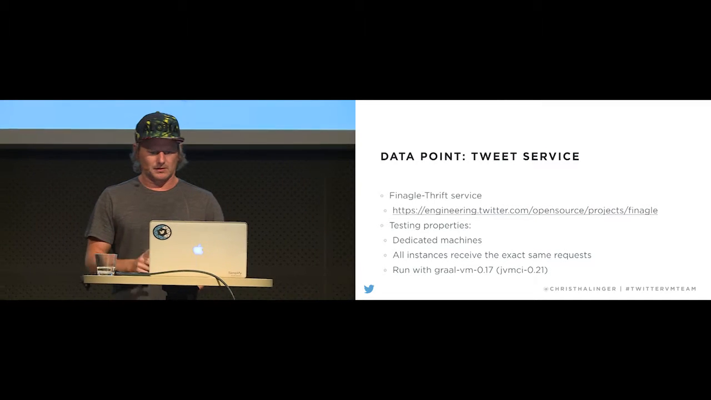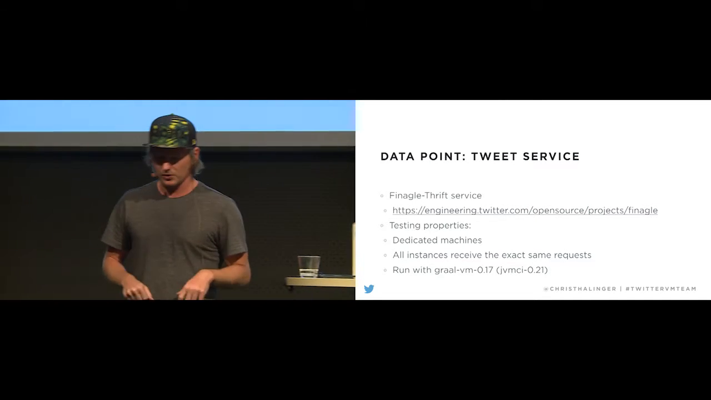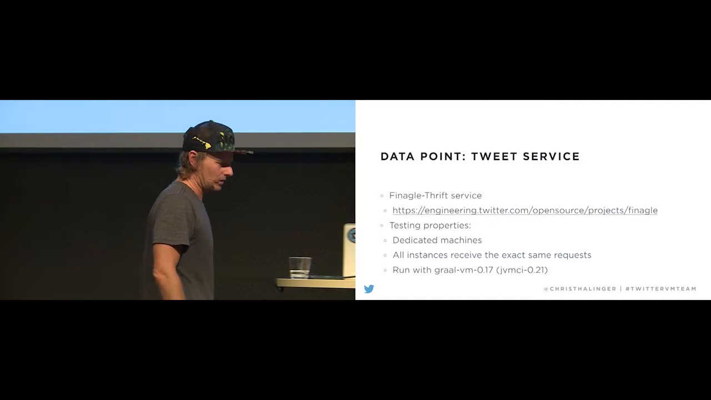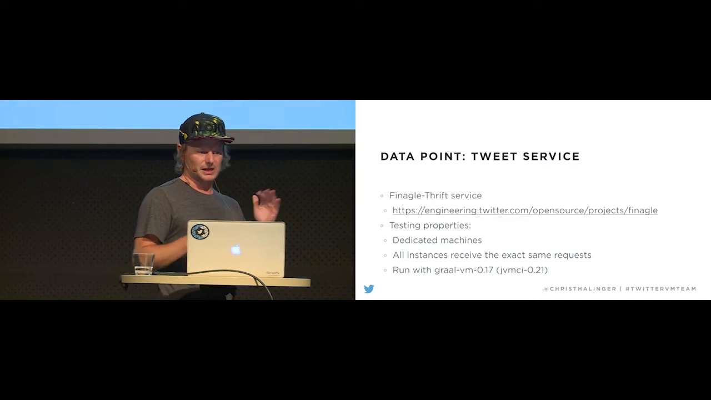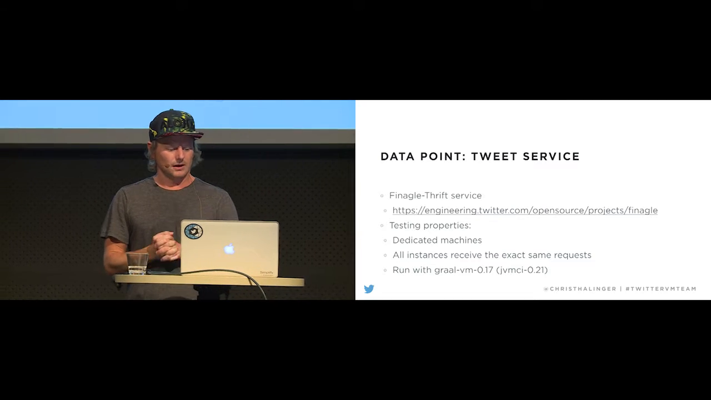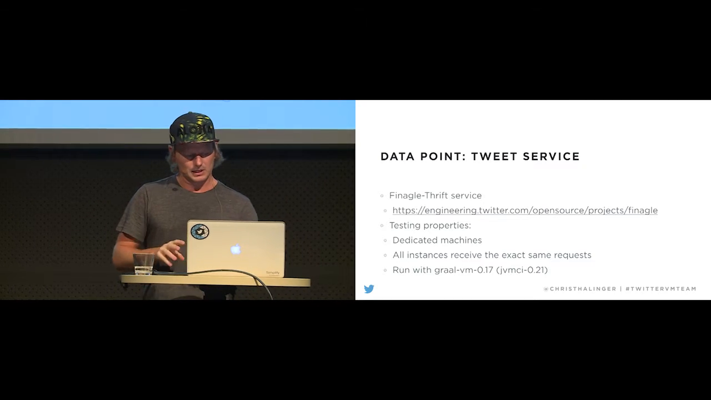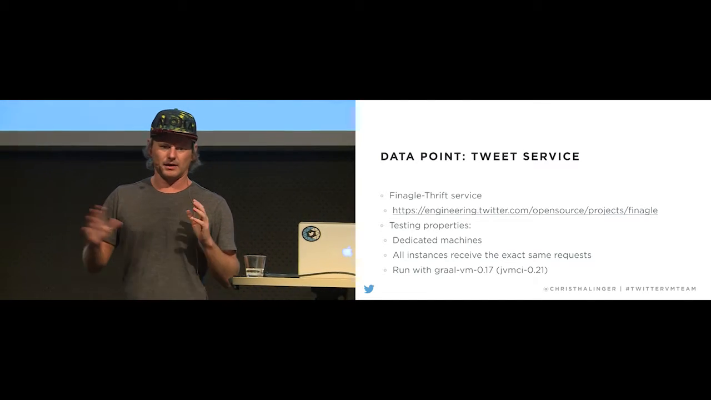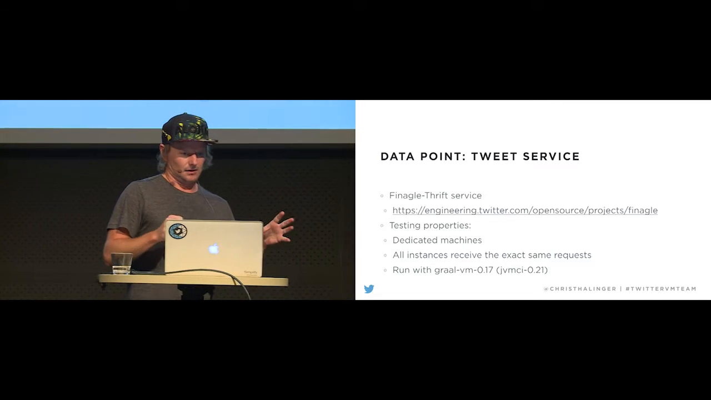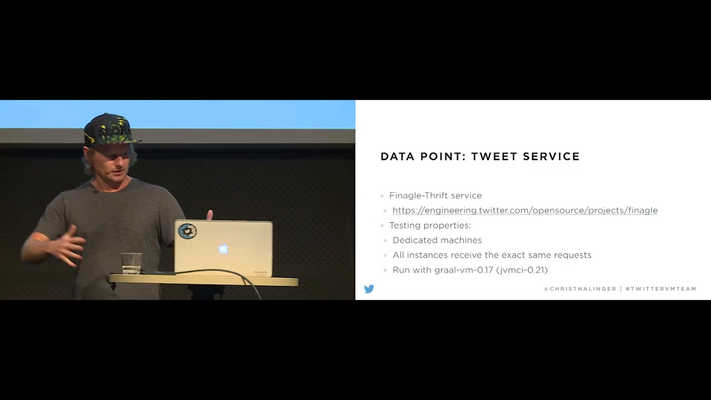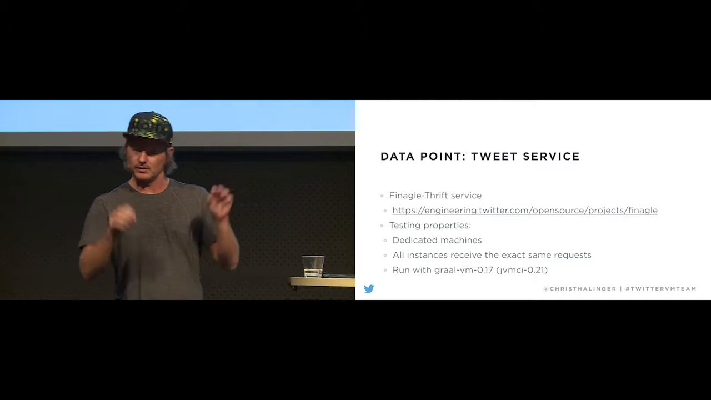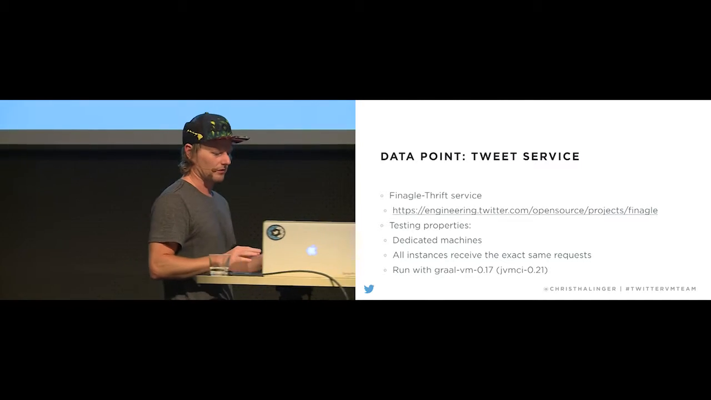So 7 minutes, great. So I'm going to show you a bunch of performance graphs. I've used the tweet service as an example here, and it's a Finagle thrift-based service. You can download Finagle from the open source page and play around with it if you want to. And so the way the testing was done is I had dedicated machines, so I did not have any other processes running on that machine. I had just one instance per machine, obviously, and all these instances got the exact same tweet requests. Same number, same tweet request, all of them.